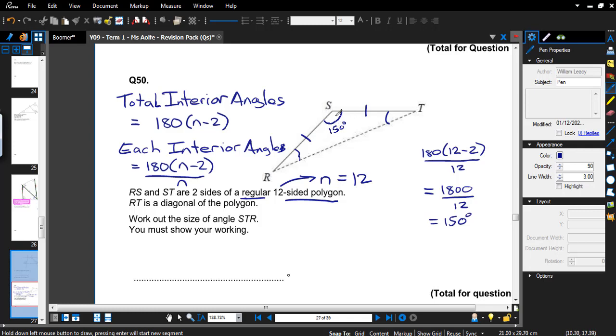Alrighty. Now, if that's 150, this is an isosceles triangle. These two angles have to be the same. So what's left? 180 minus 150 is 30, so that's 15 degrees, and that's 15 degrees. Show your working. Don't do it in your head. So write down angle STR: 180 minus 150 over 2 equals 15 degrees. Alright, done. 15. Move on.